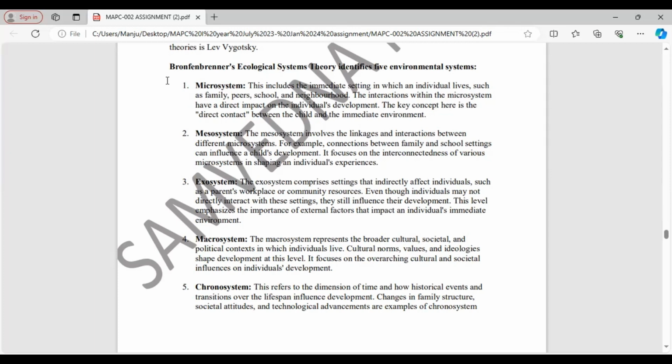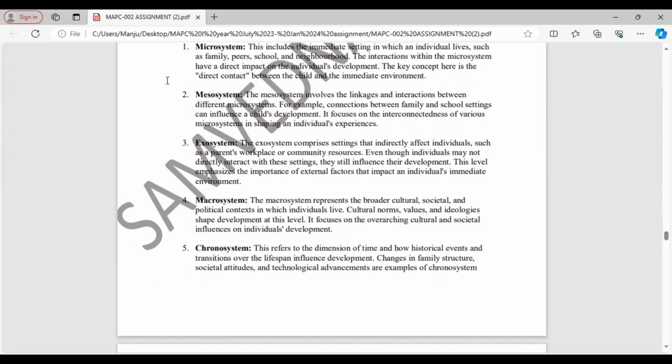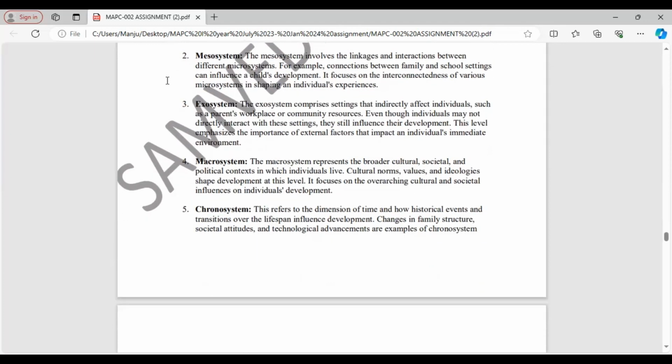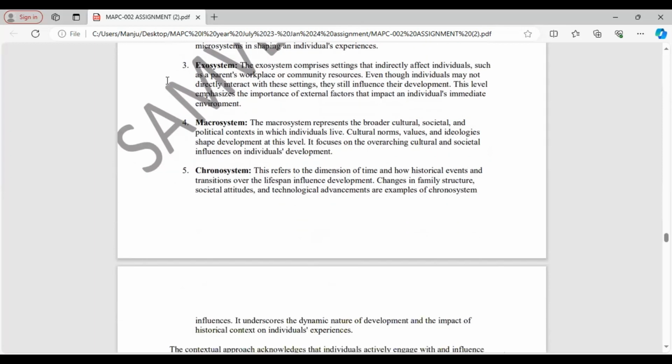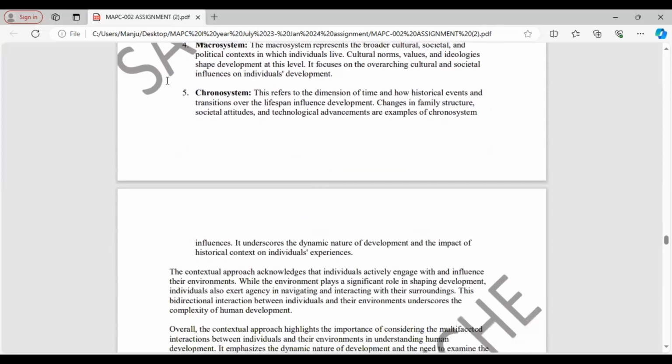For example, the connection between family and school setting can influence the child's development. Third one, exosystem, which comprises settings that indirectly affect the individual, such as parents' workplace or community resources. Although they do not directly interact with these settings, still they influence their development. Then next one is macrosystem, which represents the broader cultural, societal, or political context. And they shape their values, ideologies, and the development in this stage.